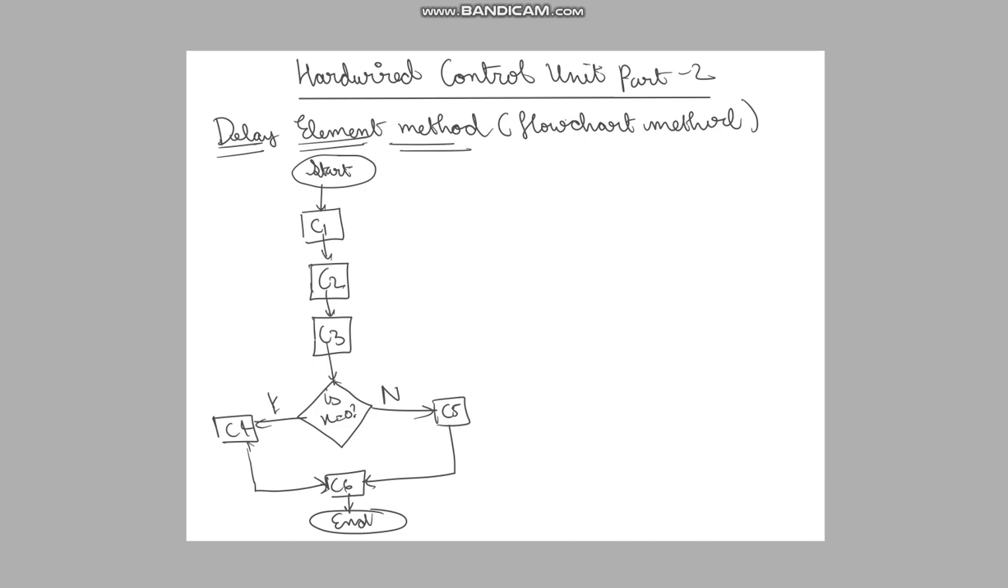Okay, so basically it's your flowchart method. You're going to have your start and your three control signals, C1, C2, C3. This is your MAR gets PC, your memory gives the value to MBR, and your MBR gives it to instruction register, and in this, two simultaneous independent operations happen, your PC increments. So these are the three control signals.